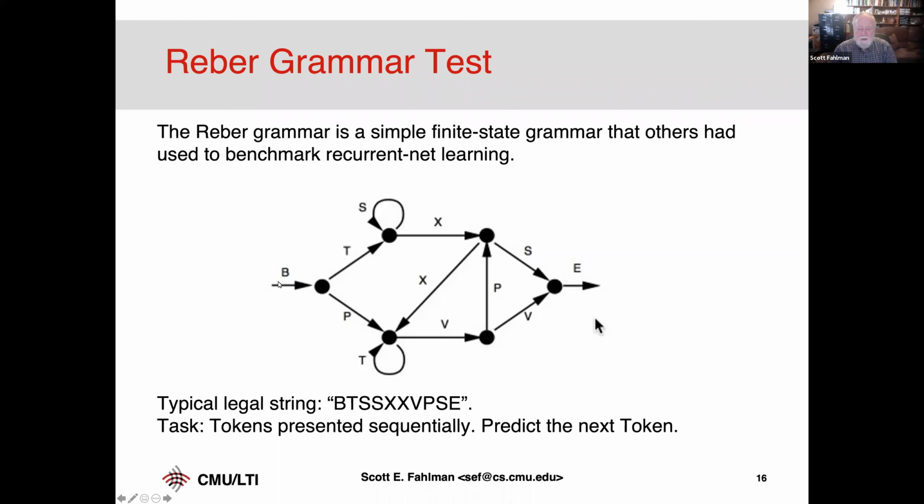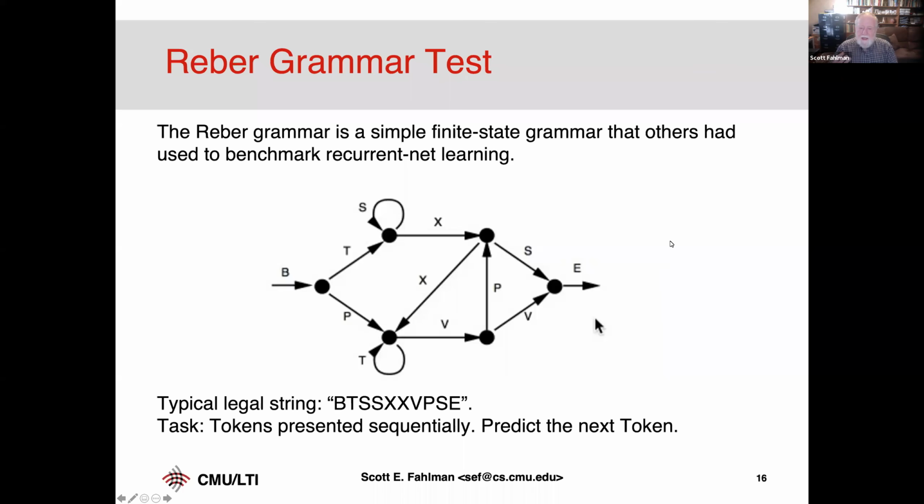So a typical legal string might be B, T, S, S, X, X, V, P, S, E. Okay, that's one of the strings this thing might generate. It can generate strings of variable lengths because it might or might not go around these loops. Okay, there's a big loop here too.